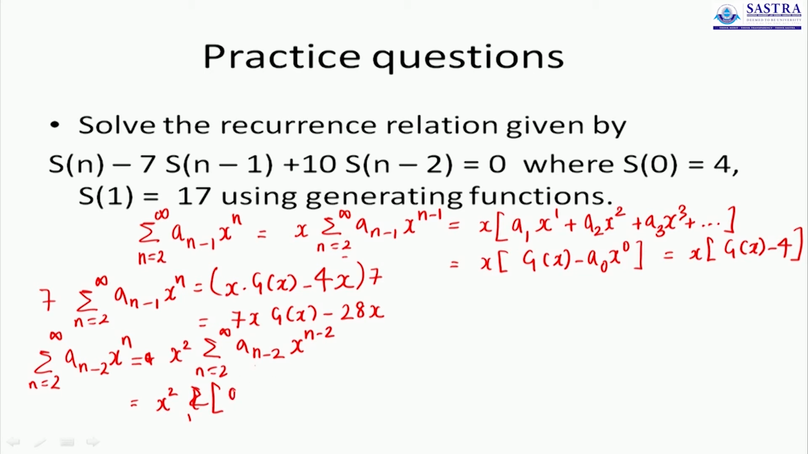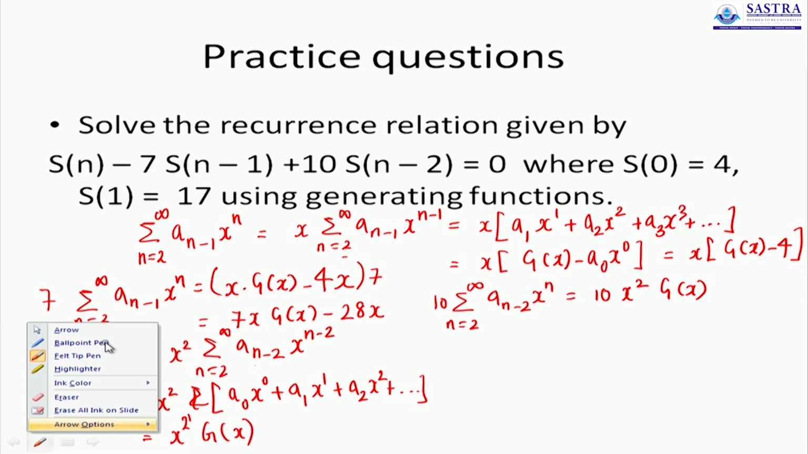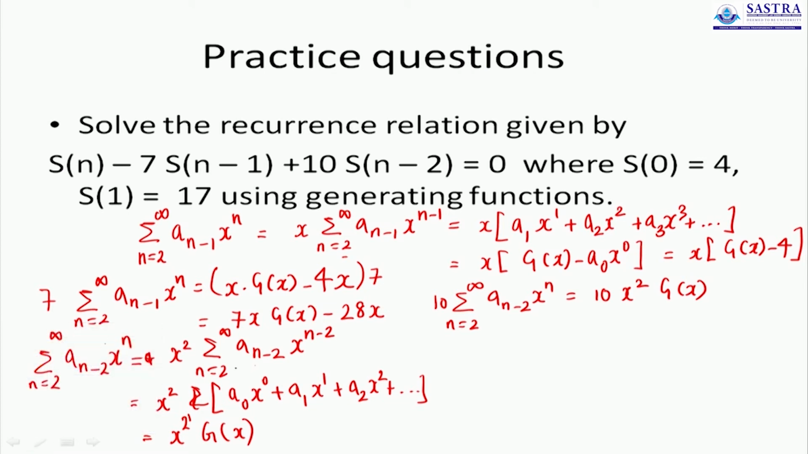So you will start with a naught x power 0, a1 x power 1, a2 x squared, and so on and so forth. This is exactly identical to what we saw in the definition of g of x. So the last term of the summation is just going to be x squared times g of x, and since we had a 10 in the front, the last summation was 10 times the sum from 2 to infinity of a n minus 2 x n. So that becomes 10 x squared times g of x. So we have one answer for each of the summations and we can write them down.